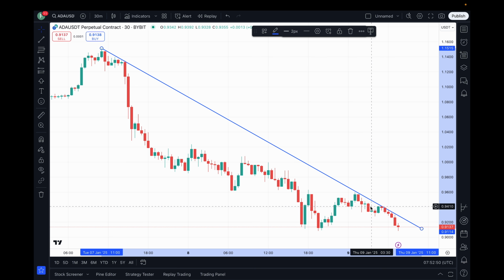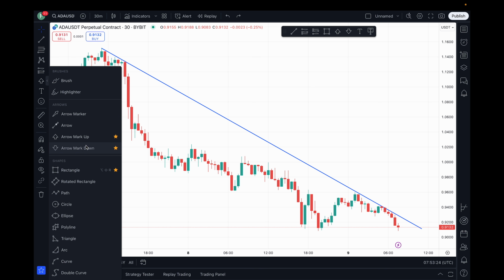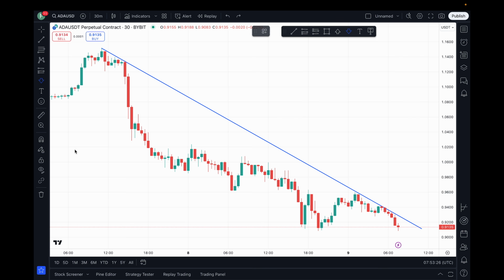That's the meaning. Now, remember that when I was doing uptrend, I said your uptrend line must touch the bottom of at least 3 candlesticks. Now, for your downtrend line, it must touch the top of at least 3 candlesticks. So let's see. To do that, I'll click on my arrow, but this time I'll be selecting the arrow down. That is the arrow mark down. This is right here. Just select it. So for us to do that, I'll just come right here.